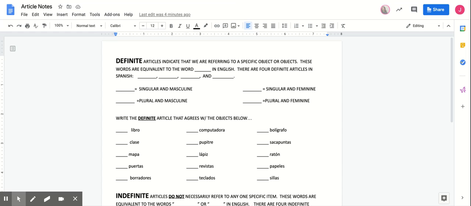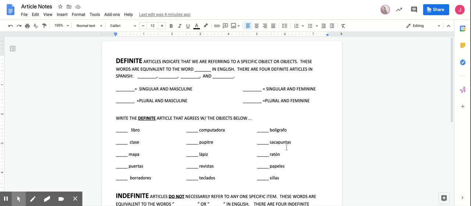Now, how do we know that a word is masculine? Usually, it's nice to us. Sometimes it's going to be like libro or bolígrafo, ending in an O there to let us know that it's masculine. Sometimes when it's feminine, it's going to end in an A, words like computadora or revista. Those words are nice to us because they end in an A.